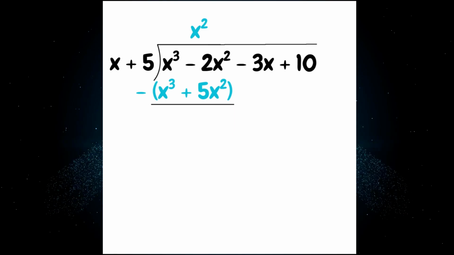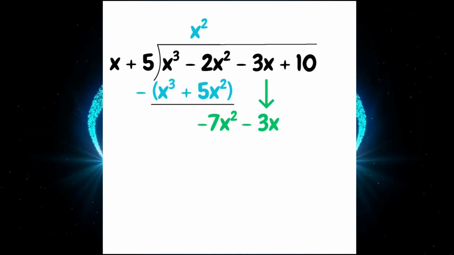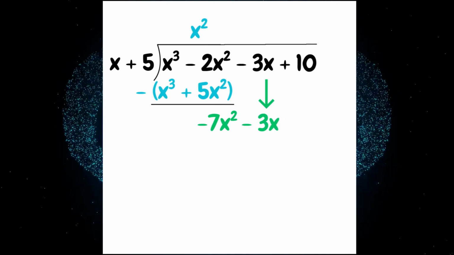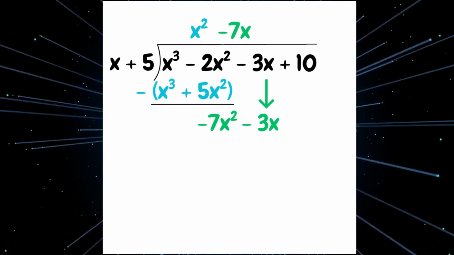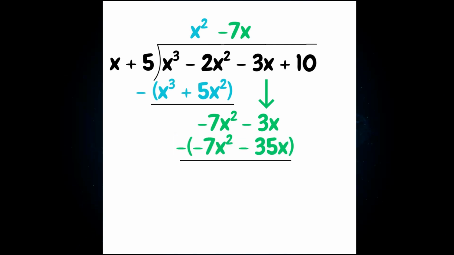And then I subtract. x cubed minus x cubed is 0, negative 2x squared minus 5x squared is negative 7x squared. I bring down the negative 3x. Now I ask myself, x times what gives me negative 7x squared? In this case, negative 7x. I multiply negative 7x times x plus 5, which is going to give me negative 7x squared minus 35x.